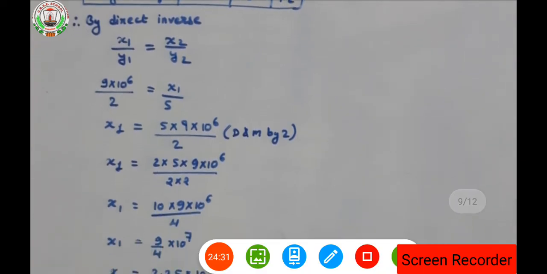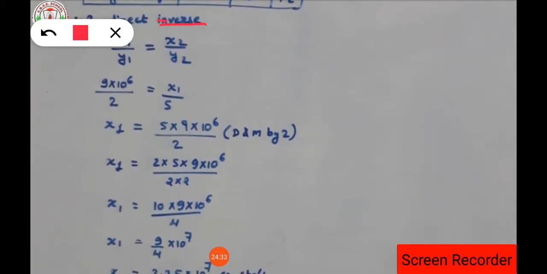So what direct proportion are we having? Student, here again I had written inverse. Please, in place of inverse, you have to write the word direct proportion over there. Sometimes it's my mistake. So please write down there, in place of inverse, write direct proportion. So what is the proportion? As I told you, 9 into 10 to the power 6 upon 2 is equals to x1 upon 5, isn't it?